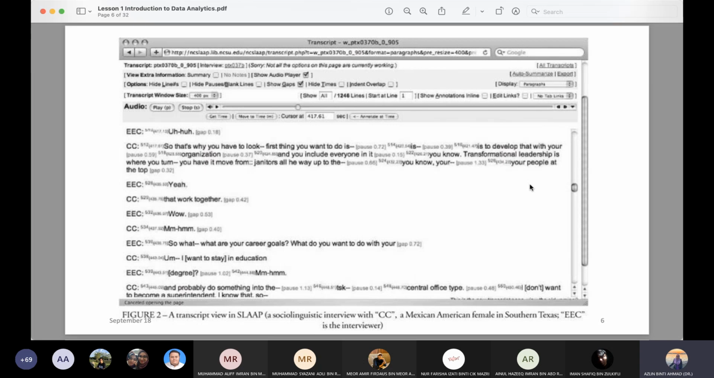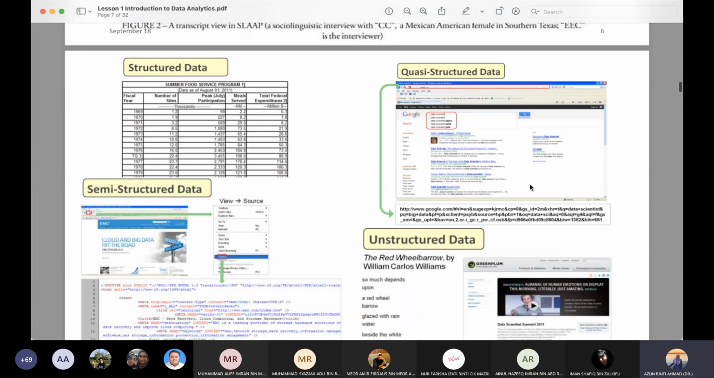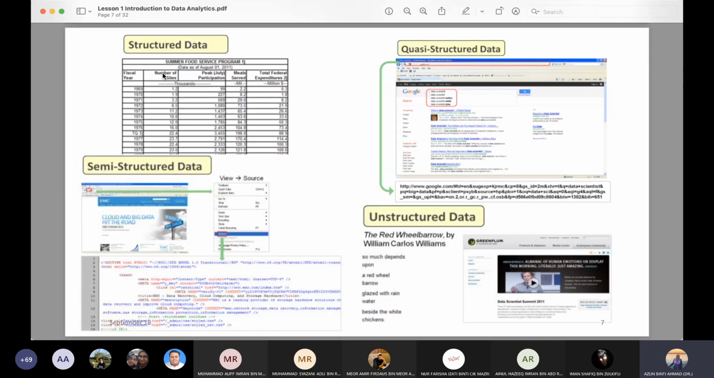Ini apa tadi saya cakap? This one can fall under unstructured. Okay. And ini kalau you tengok lah in details, they put the structured, the differences between these four types of data. So you must be able to differentiate.